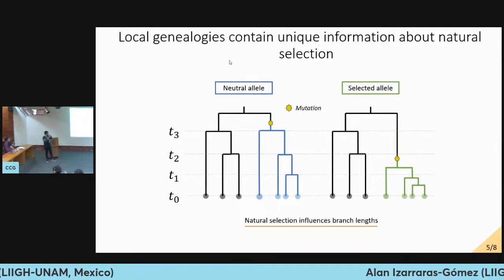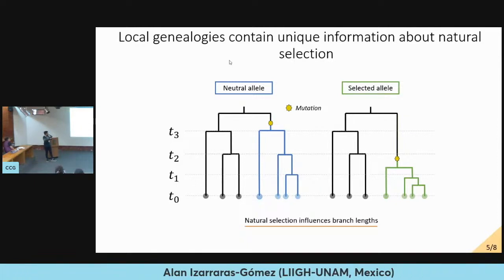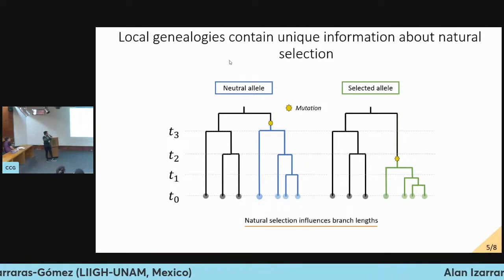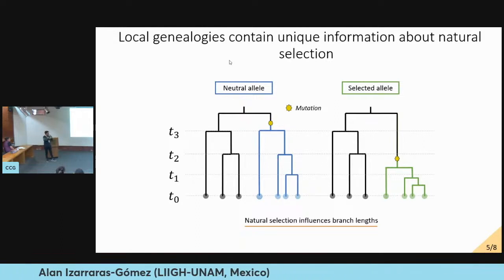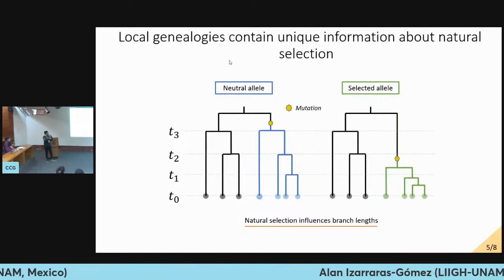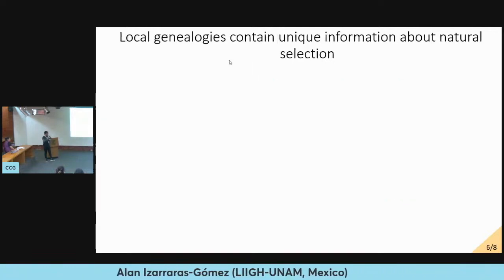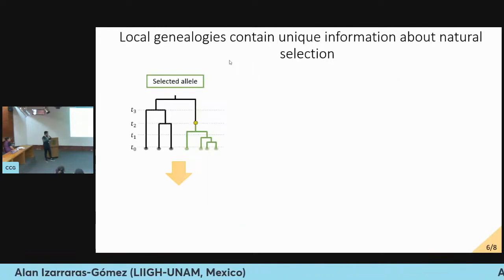And so here, the main signal that we are looking at is that natural selection influences branch lengths. So if you look at the neutral allele, or an allele that evolves neutrally, this will on average have longer branch lengths than that of a selected allele, which, because of the effect of selection, has branch lengths that diminish or become smaller. How natural selection is acting. And with this, I developed a model that uses a likelihood approach.